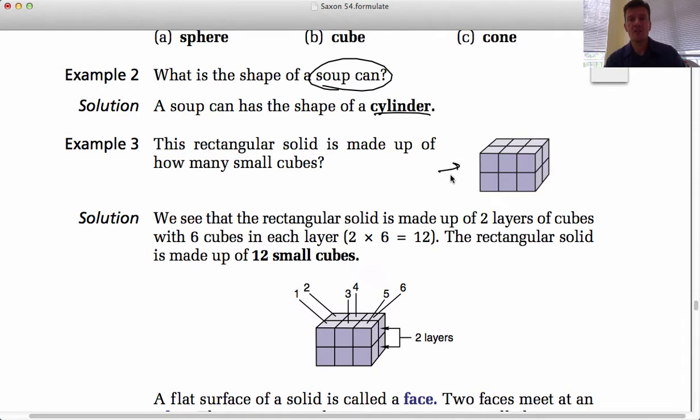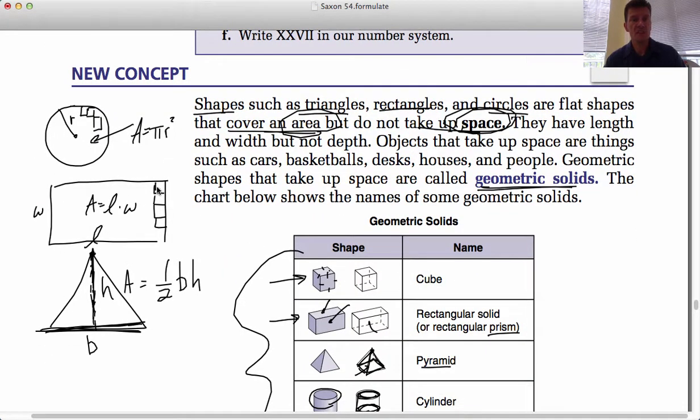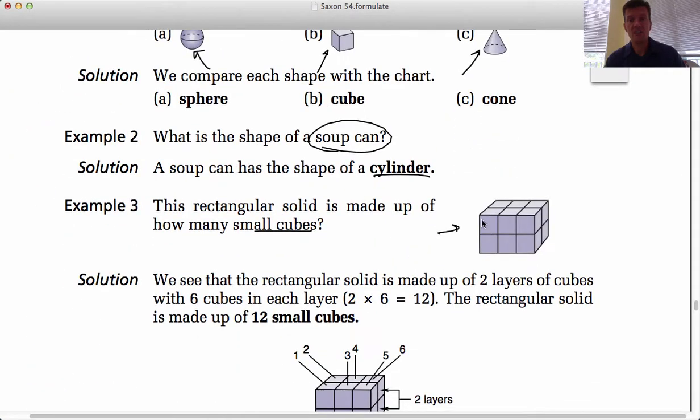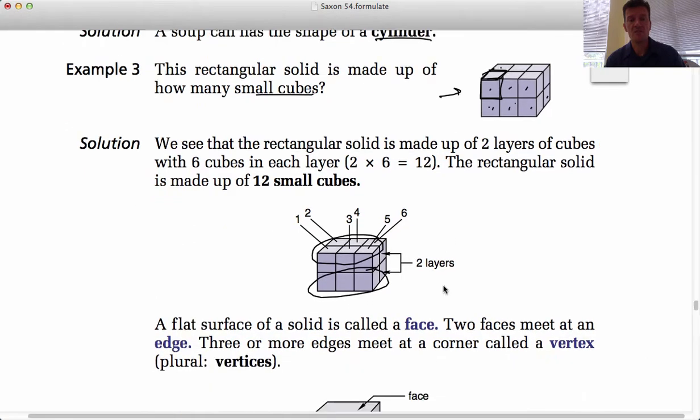And this one here, this rectangular solid, is made up of many cubes. Remember we talked about these flat surfaces, these areas can be filled up with flat tiles. Now we're going to be filling up our geometric solids with cubes and find out how many cubes fill that space. So in this case, how many cubes are filling this up? Well, you've got 1, 2, 3, 4, 5, 6, and then you have the same in the back row. So you have another 1, 2, 3, 4, 5, 6, so it's a total of 12. So 6 on top, 6 on the bottom, 2 layers, so it's a total of 12.